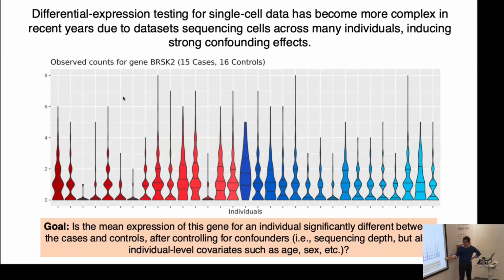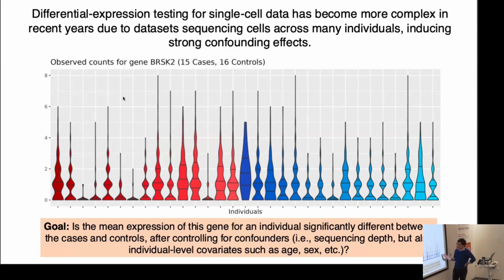The goal here is what I write as an English sentence of what a differential expression analysis is. Given a gene, is the mean expression for this gene significantly different between my case and control individuals after controlling for my observed confounders? Once again, age, sex, smoking status, things of this nature.